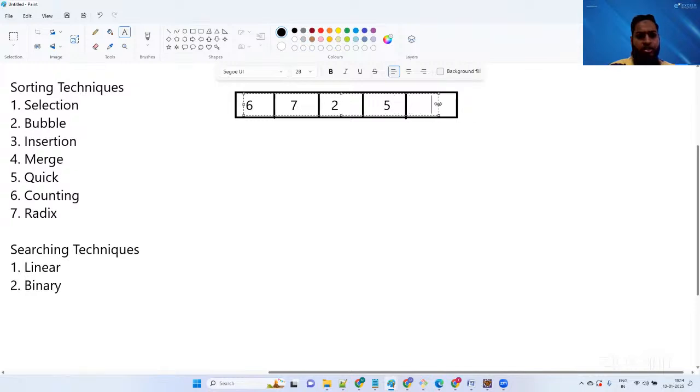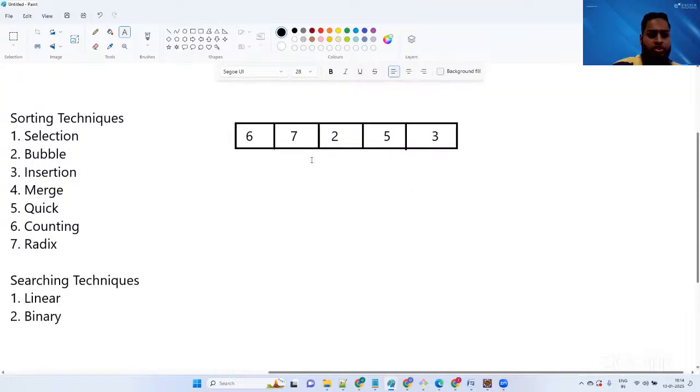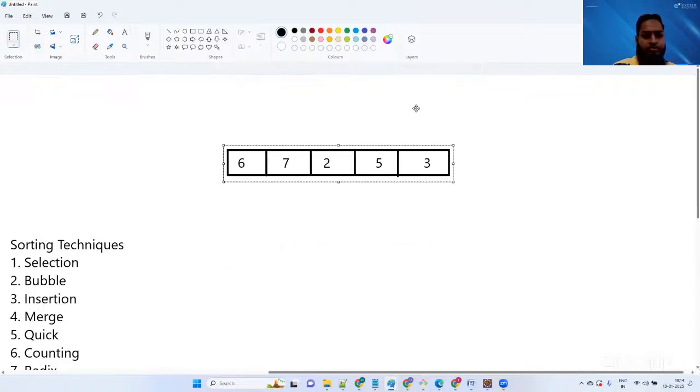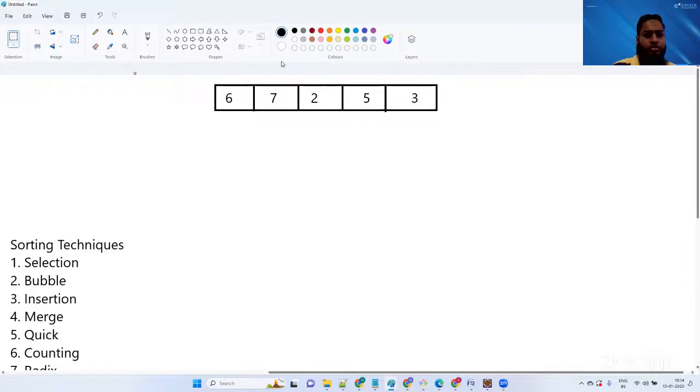Now I need to sort them. So how do I sort them? Using the first technique, called selection sort. I'll just take it a little bit up. What happens in selection sort is the first number compares with all the remaining numbers in the array.